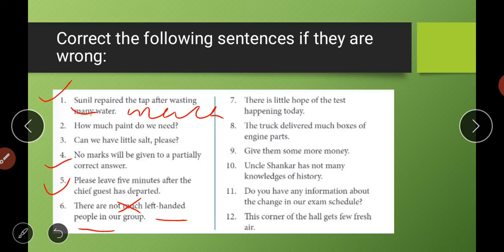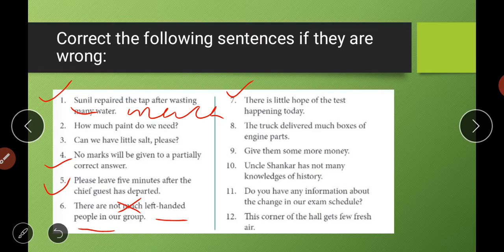If we talk about the seventh now, there is a little hope. So a is again missing. There is little hope of the test happening today. We are talking about hope of something where we are having very little, we can say we are having the hope that it will not happen. So it is kind of negative. That is why there is no need of a little. This sentence is already correct. There is little hope of the test happening today. So this is the correct one.